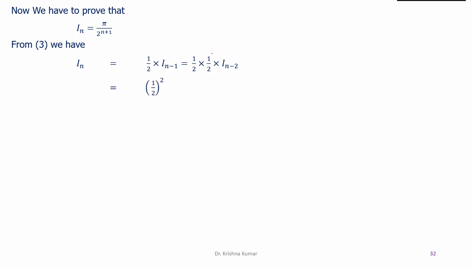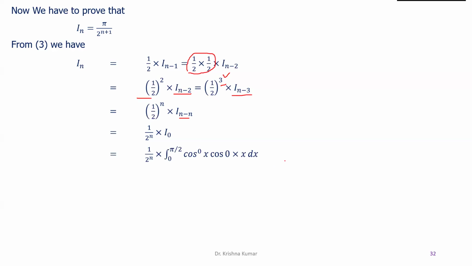It can be written as 1 by 2 into 1 by 2, which is 1 by 2 whole square, into I(n minus 2). Similarly, we can also write I(n minus 2) equal to 1 upon 2 I(n minus 3), so 1 by 2 whole to the power 3 into I(n minus 3). If we use this reduction formula continuously, then the nth term will be 1 by 2 to the power n and I(n minus n), and I(n minus n) is nothing but I0, and what is I0?